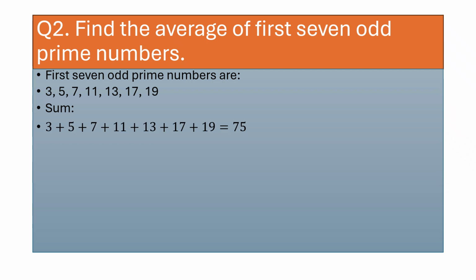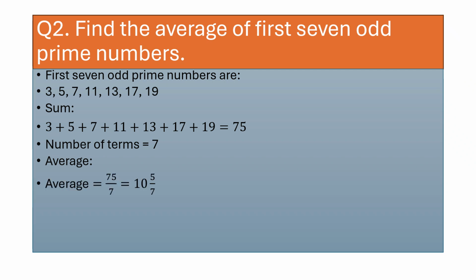Again, what you have to do? Sum. That means add all the numbers. Number of terms, that is number of observations, are 7. So what is the formula? When we talk about average or mean, it is the same thing. So 75 divided by 7, you can put it in the mixed fraction and your answer is 10, 5 upon 7.